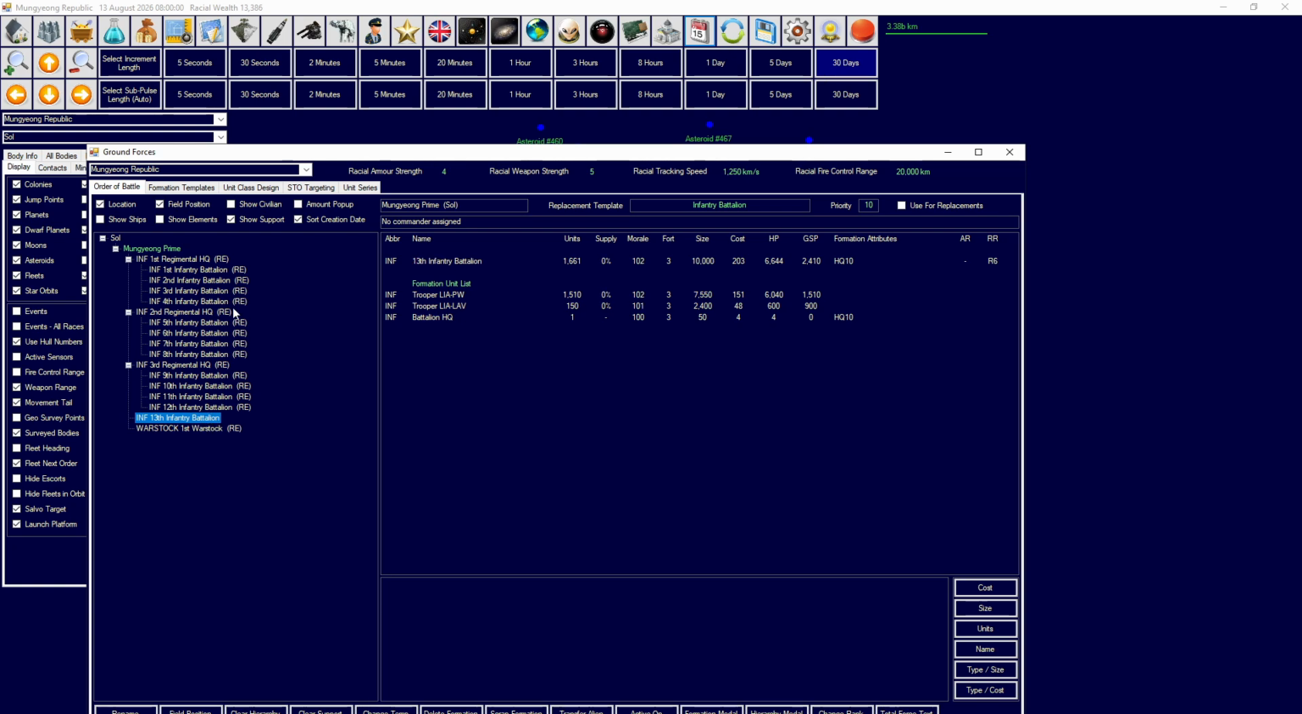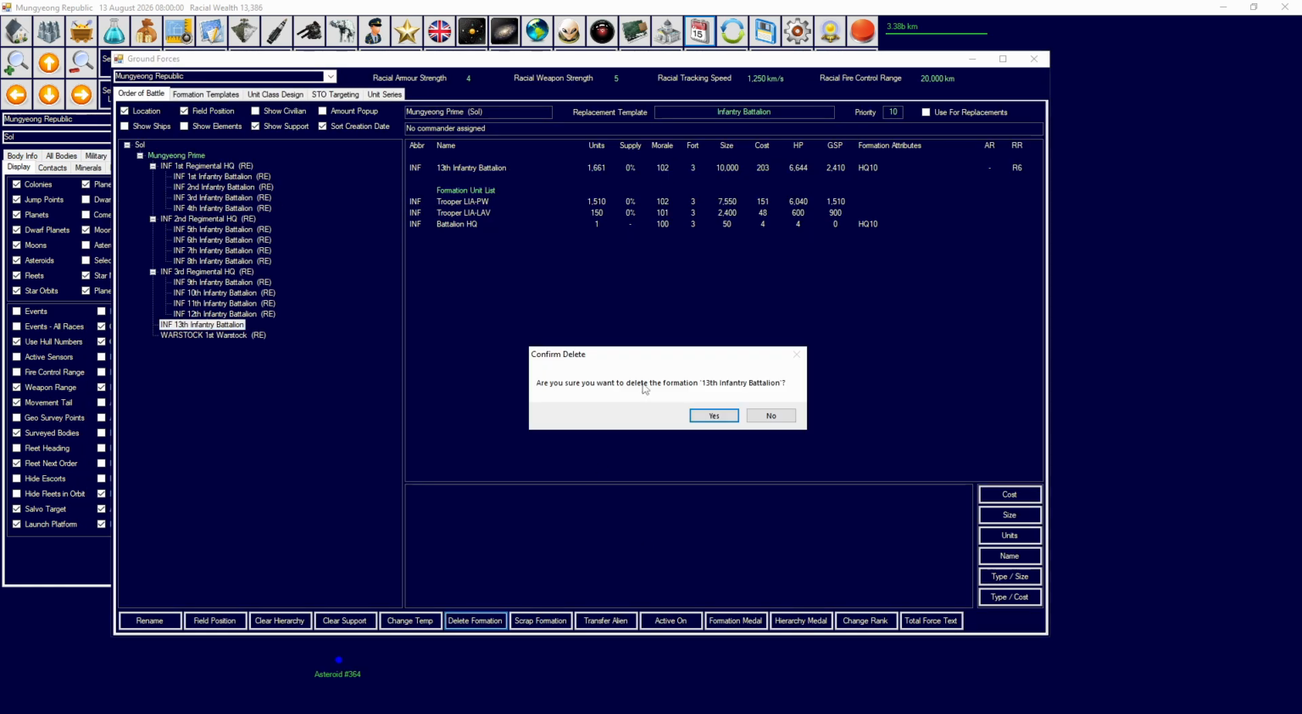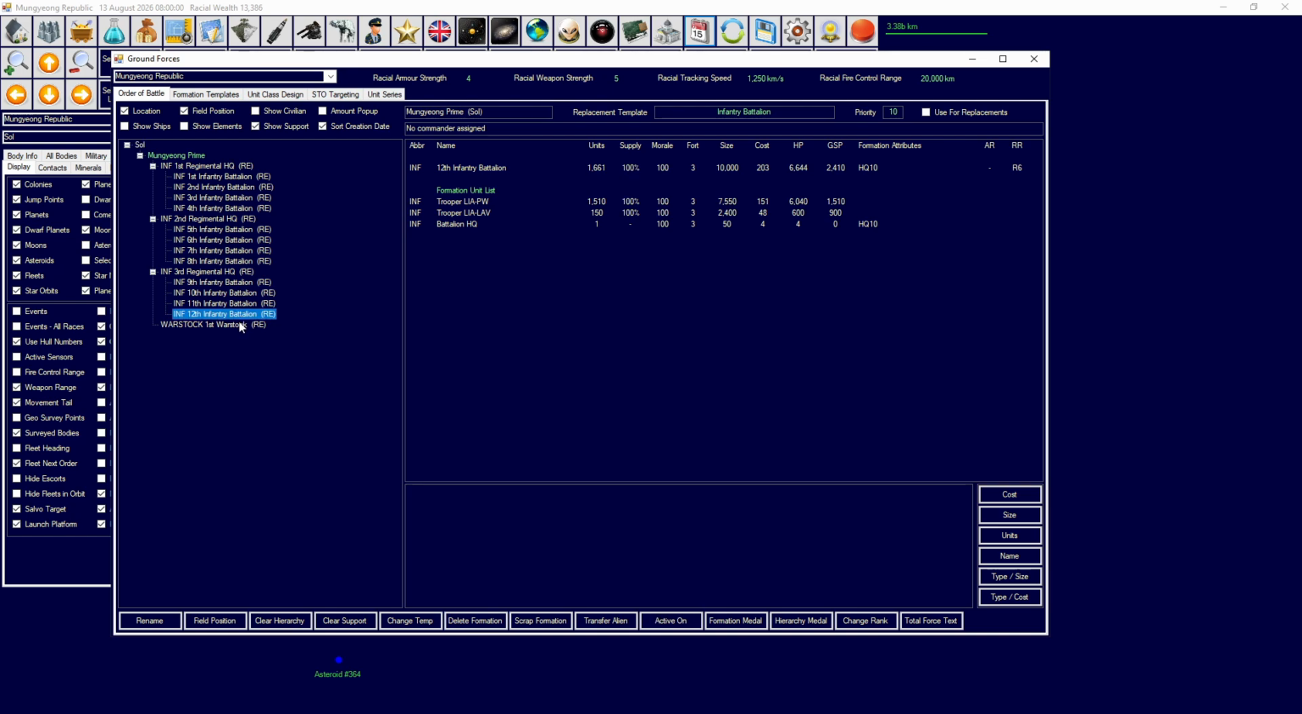Okay, so let's talk about this. I'm not sure why I have this infantry battalion here, I'll just delete that real quick. Okay, so we have this formation called Warstock. What is Warstock? Warstock is basically, think of this as where all your replacements go. It's a big clump of formations that you will use to derive your replacements from. So how do the replacements work?